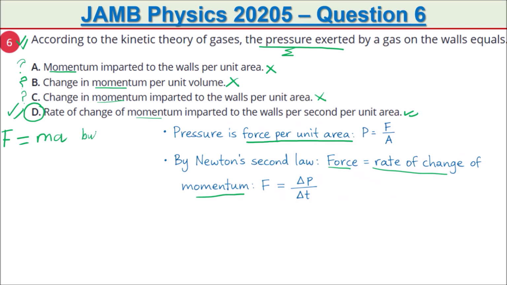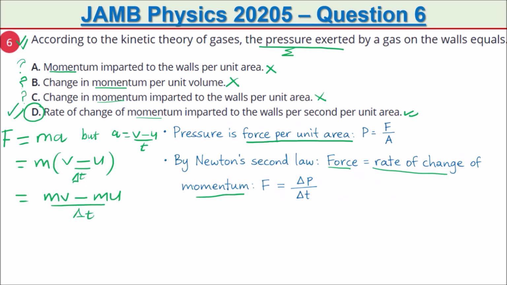But in kinematics, we know that acceleration is equal to final velocity minus initial velocity over time taken. So when there is a, we can put v minus u over t. So we can now safely say m times v minus u over t. Let's open the brackets by expanding the numerator. We are going to have mv minus mu over delta t. Delta t is change in time.